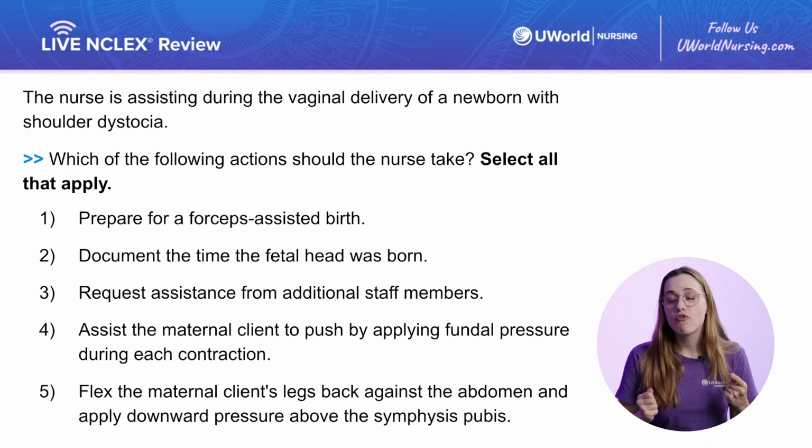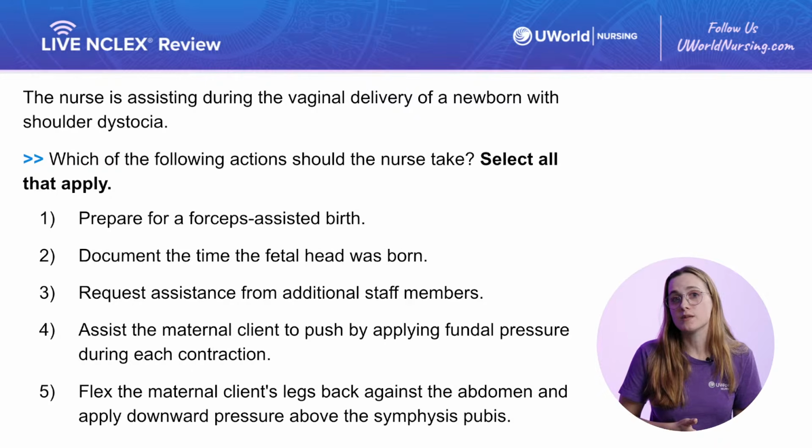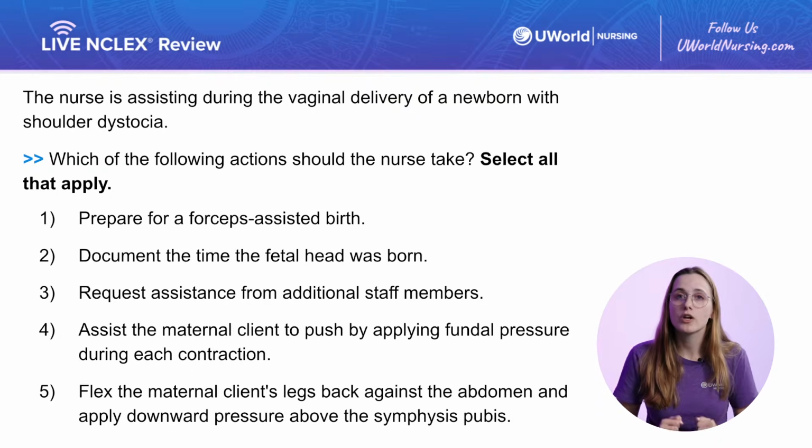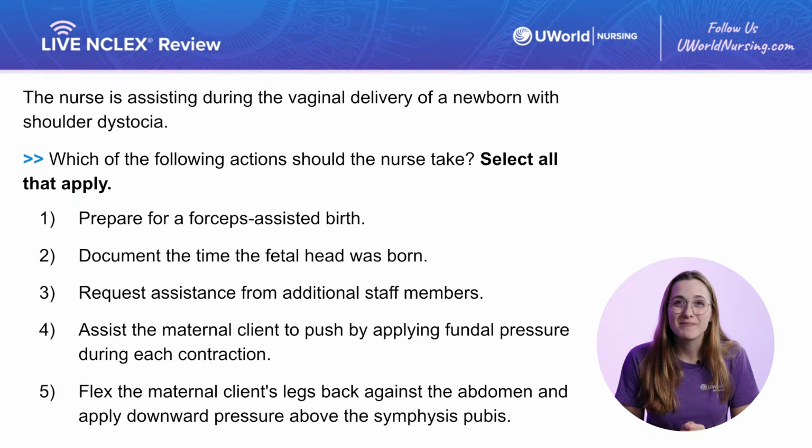And then for these, try not to compare the answers to each other because there is going to be more than one right answer. So try to go through each one as a true or false statement, right? So if we're asking about shoulder dystocia here, are we going to want to do forceps-assisted birth? True or false? Are we going to want to do number 2? True or false? So go down the line and try not to compare them to each other when you're going through these.